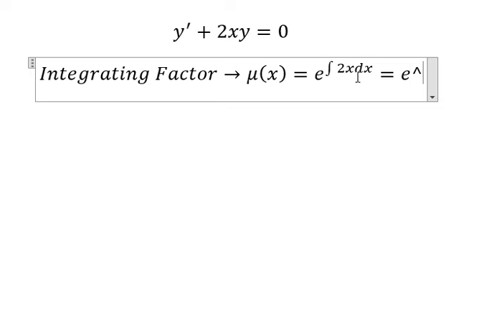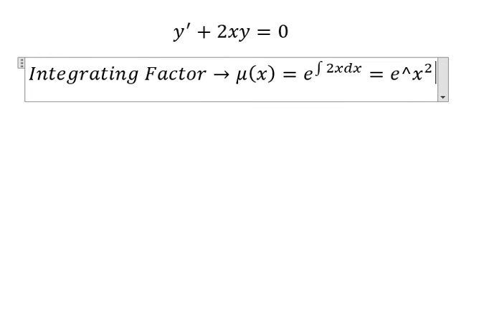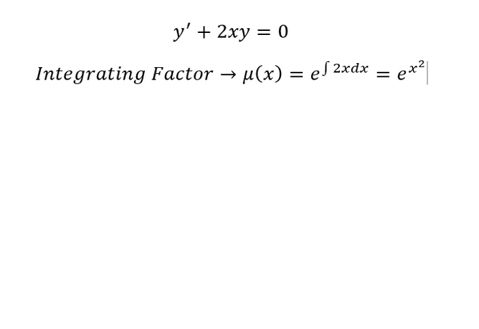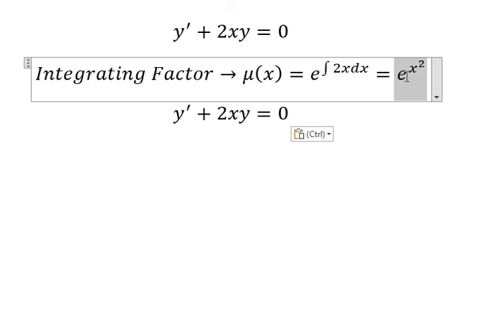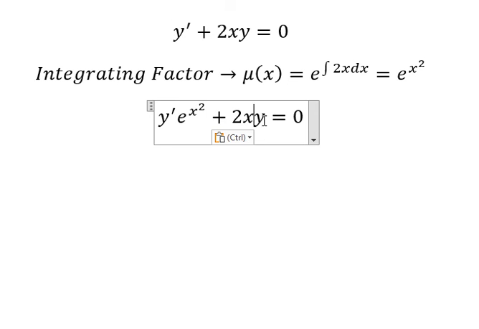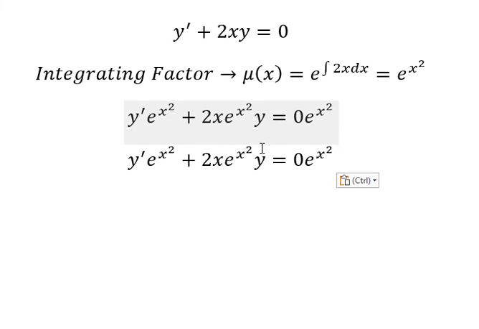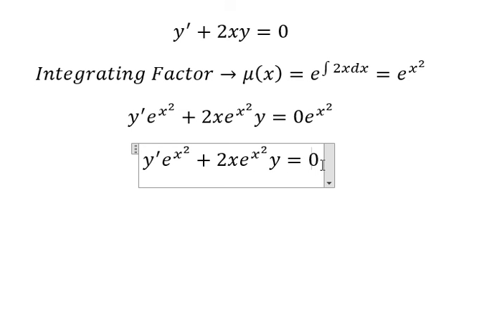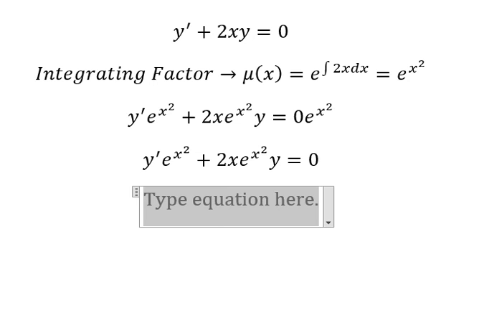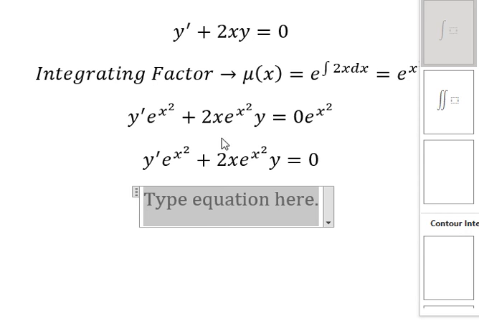And we have the integration of 2x, you get x squared. Next, we multiply both sides by this one. This one we have 0. Next, we take the integration of both sides.